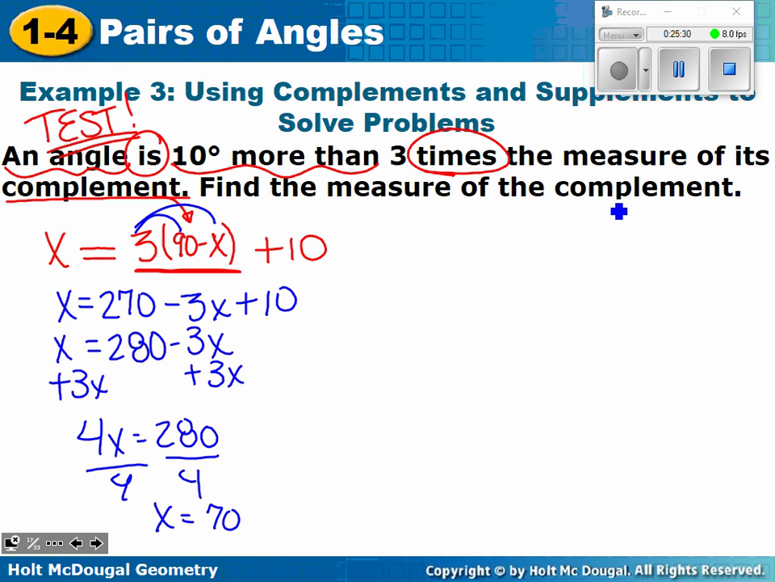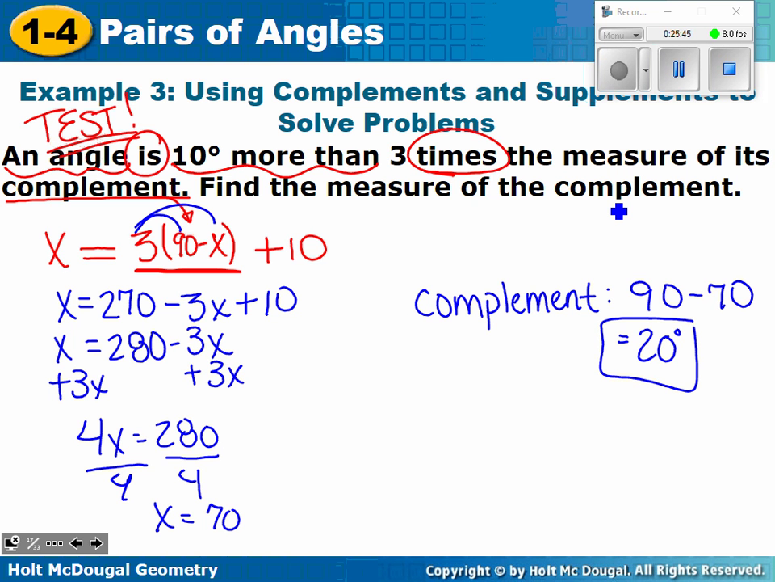Okay? But again, that's not our answer because that's the angle. We want the complement. So our answer would be what? 90 minus 70, which is 20 degrees.